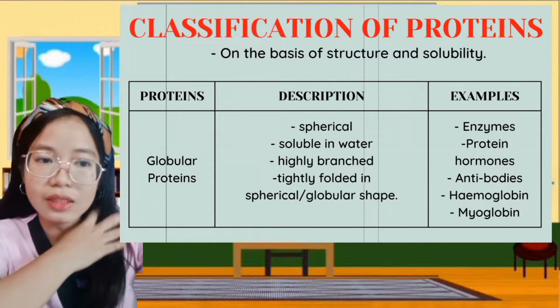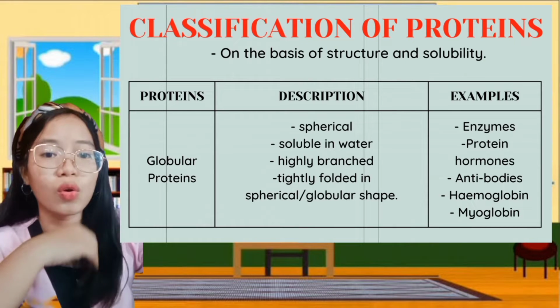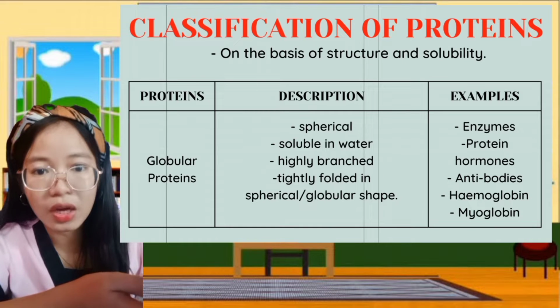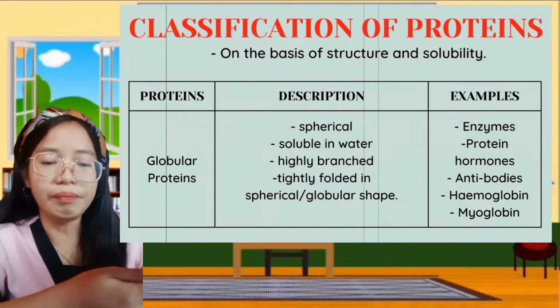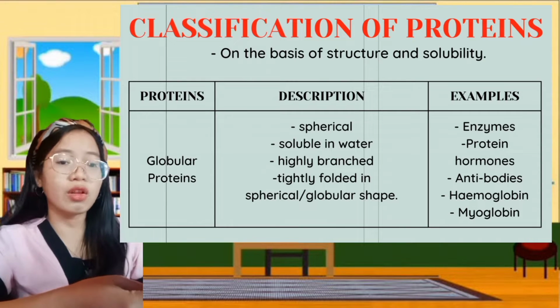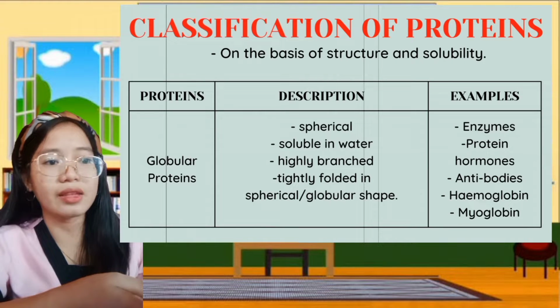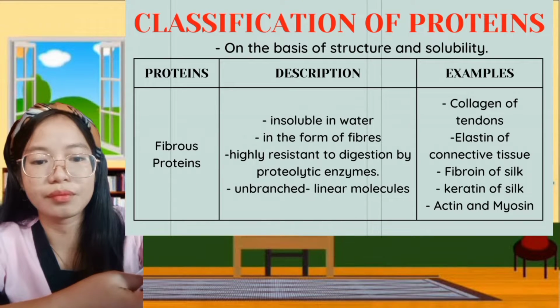So, globular proteins are spherical in shape. So, ibig sabihin, bilog siya. Pag nakita nyo to, para siyang globe, kaya tinawag siyang globular proteins. And it is soluble in water. Highly branched siya. Sanga-sanga siya, ibig sabihin, hindi lang siya straight molecules. And tightly folded in spherical or globular shape. Okay? And you can find globular proteins in the enzymes, in protein hormones, antibodies, hemoglobin, and globulin.